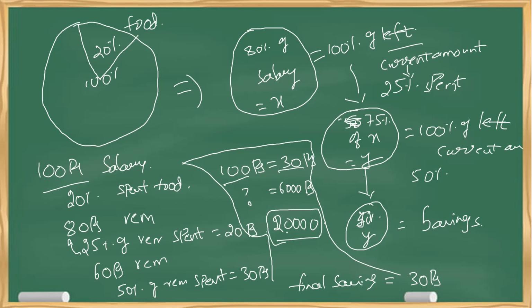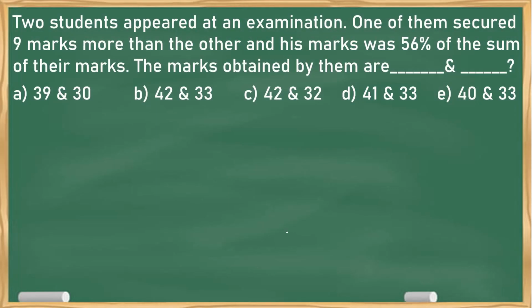Am I clear? So when you keep going on different kinds of problems you might face, you might have the solutions. Now this is a kind of example I just want to try. So two students appeared at an examination. One of them secured 9 marks more than the other, and his marks was 56% of the sum of their marks. The marks obtained by them are.